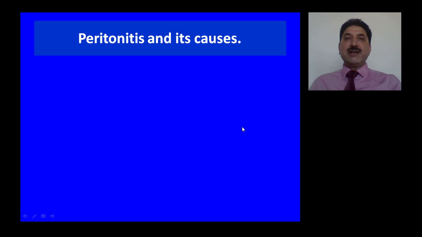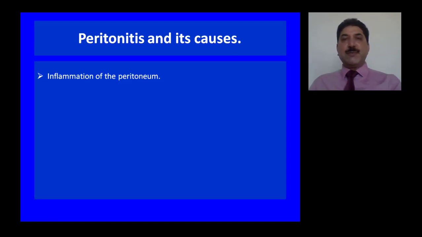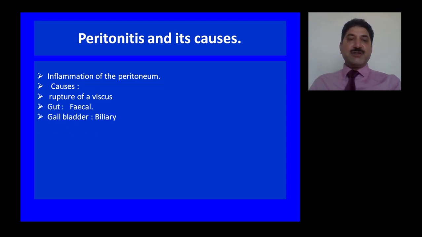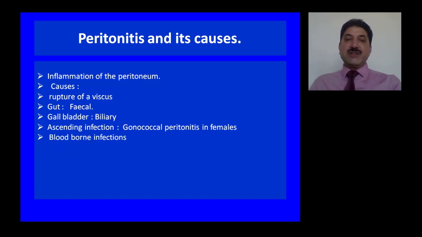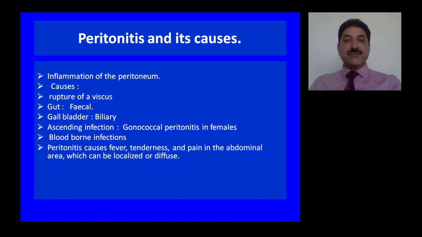Now let us go to the applied anatomy. What is peritonitis? Peritonitis is inflammation of the peritoneum. So where from the infection comes? What are the causes of peritonitis? The cause can be rupture of a viscus leading to fecal peritonitis, rupture of gallbladder leading to biliary peritonitis, ascending infection, gonococcal peritonitis in females from ascending infections of genital tract. Blood-borne infections can also cause peritonitis.